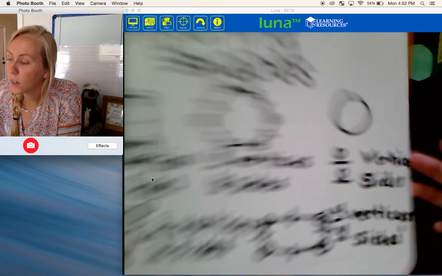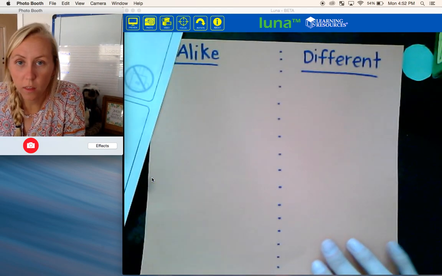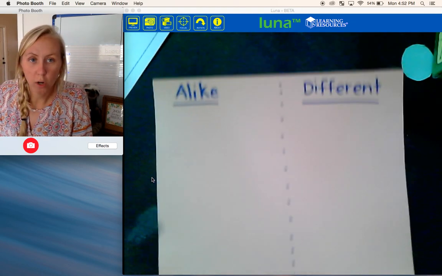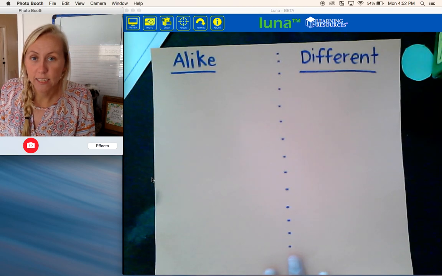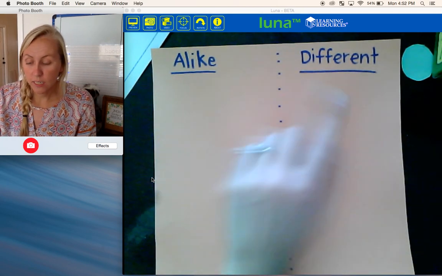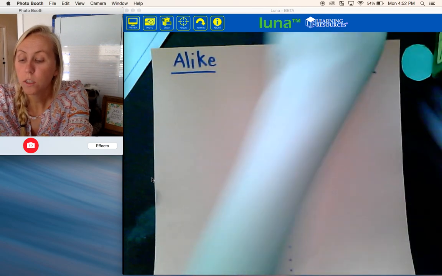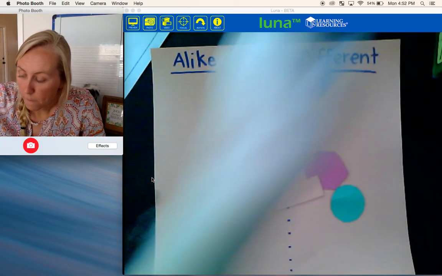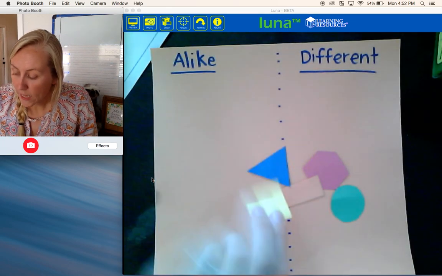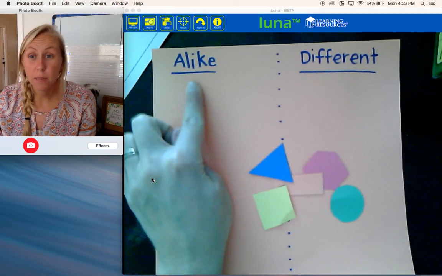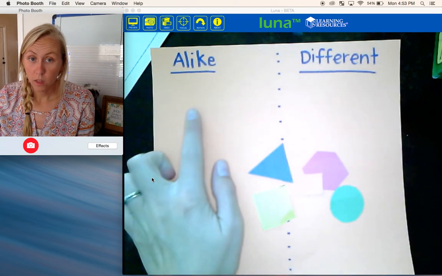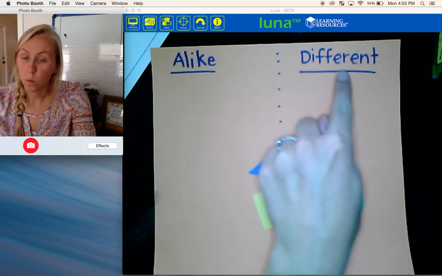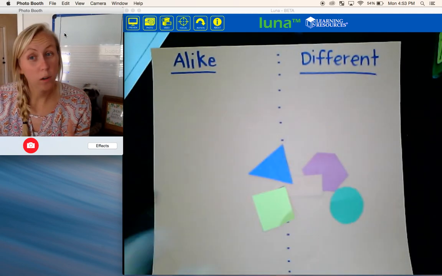Now we're going to do a little activity. You're just going to do this with me on the computer. I made a little chart, and it says alike and different. What we're going to do is sort our shapes according to ways that they are alike. Remember, alike means the same. So things that they have the same. And then we're going to put on this side things that are different.